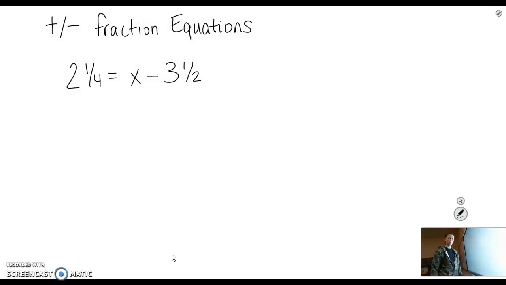Okay, let's take a look at another example. So we're solving for our value of x. This is a subtraction problem, so I have to do the inverse or the opposite operation to isolate the x. So I'm going to add 3 1/2 to each side. These cancel out, and now I have x equals 2 1/4 plus 3 1/2.